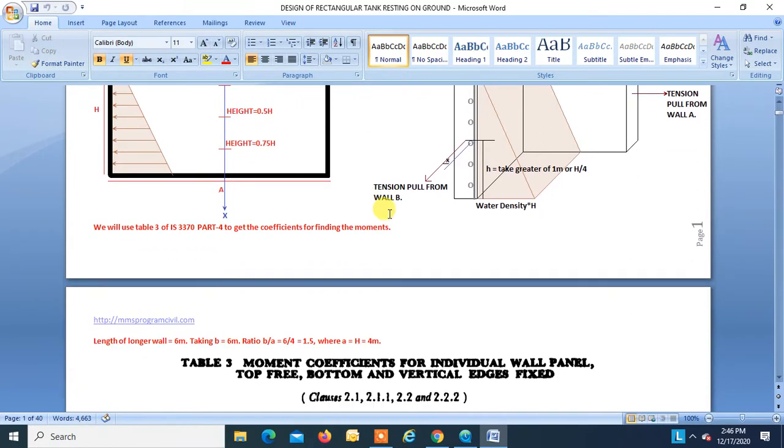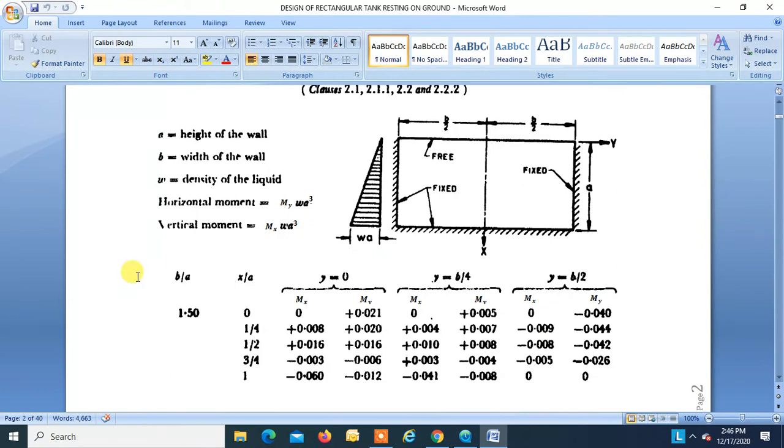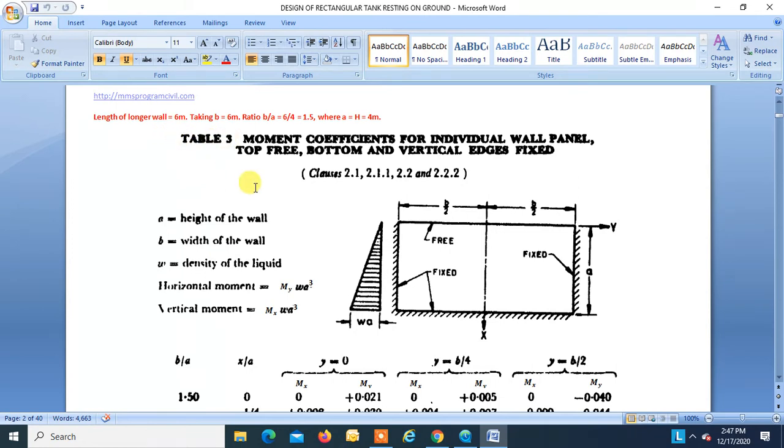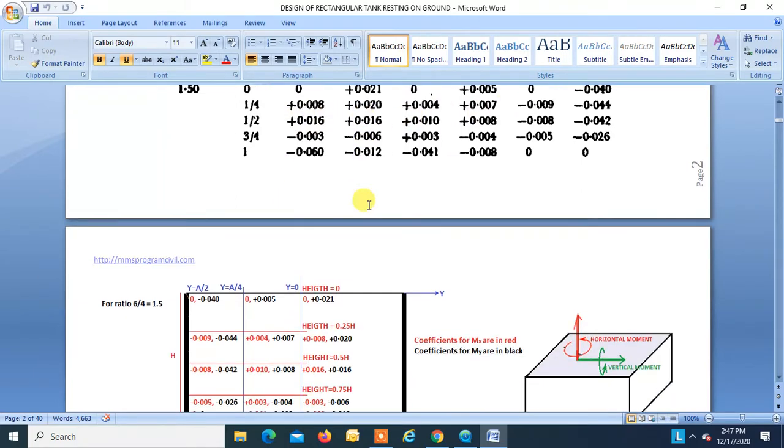Now let us start with our long wall, considering that it is an individual panel first. The length of the long wall is 6 meters and the height is 4 meters. So the ratio b by a is 1.5. So we will take the ratio b by a equal to 1.5, and we will take the corresponding coefficients from this table. We are using table 3. So we can display these coefficients on the retaining wall as shown in the drawing below.